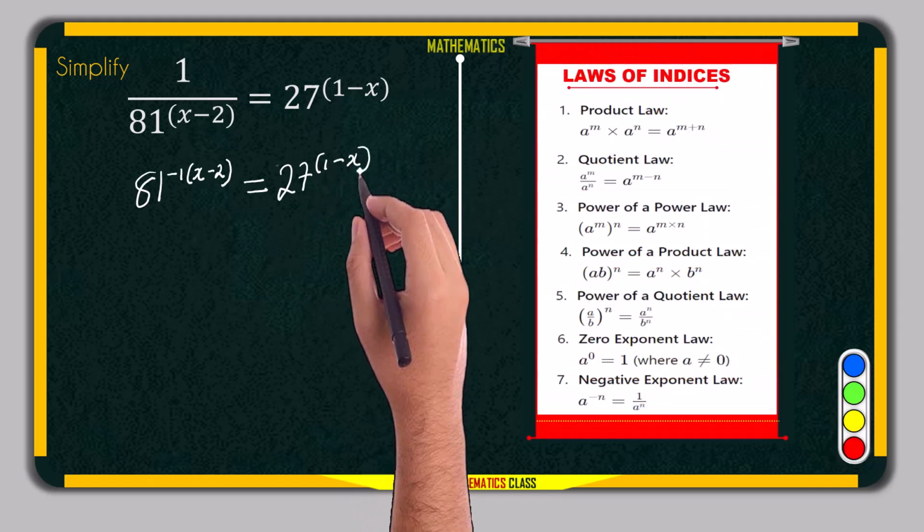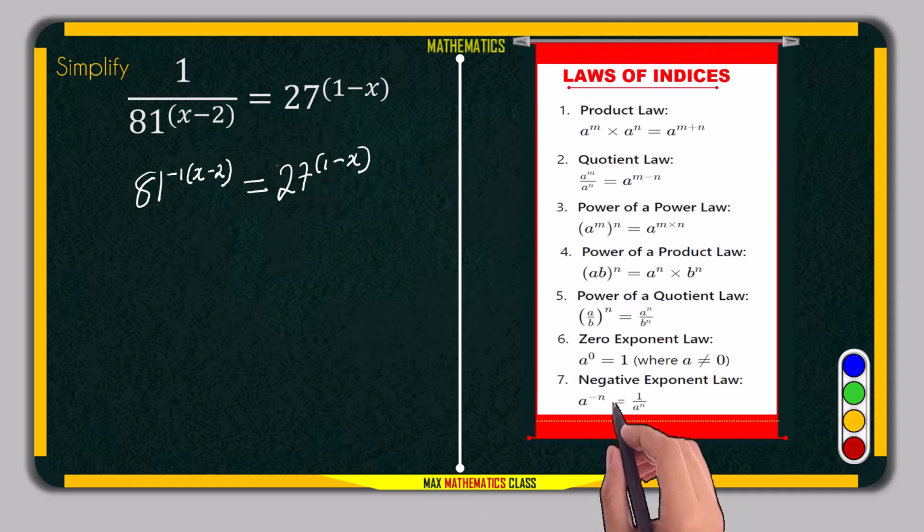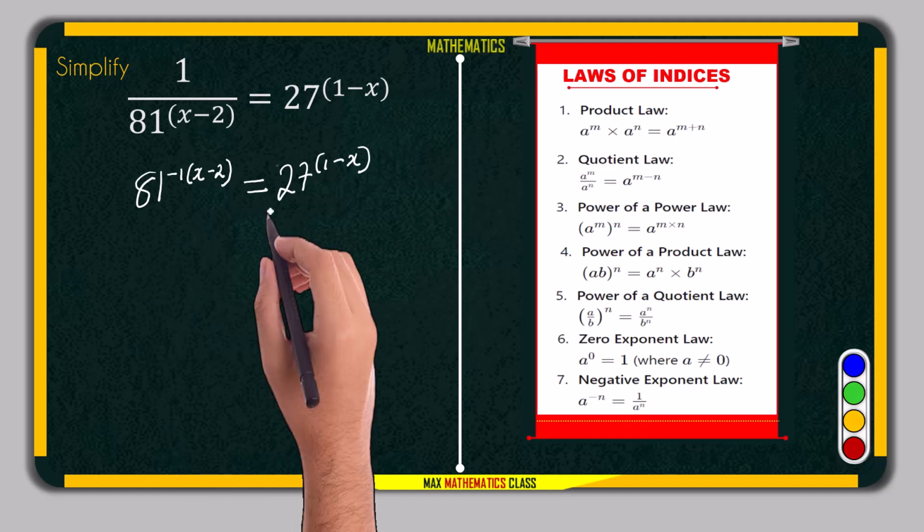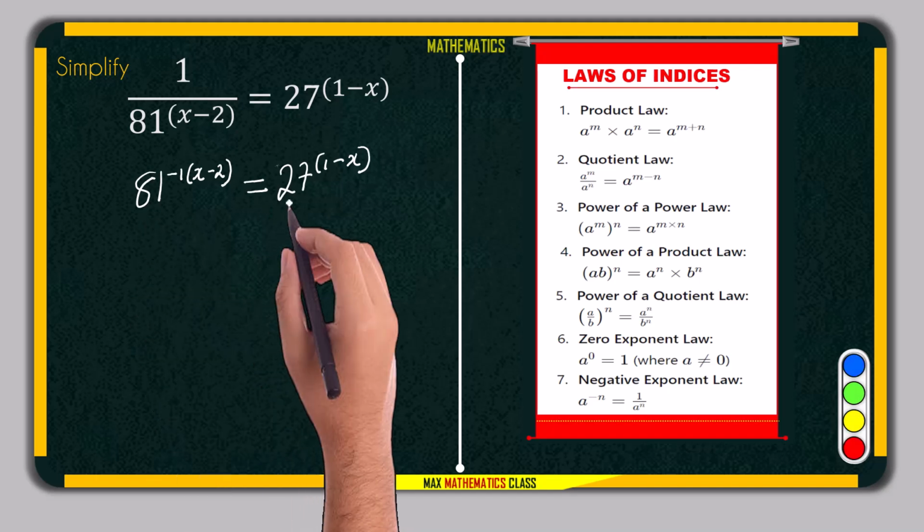If you look at the law of indices, law number 7, the negative exponent law, we have a raised to the power of minus n, and that is the negative aspect of it. So the positive aspect is 1 over a raised to the power of n. This is the same law we applied here. After this, we are going to rewrite 81 and 27 in their index forms.